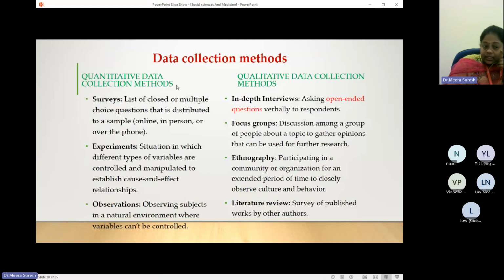So like that, you can have a survey and we will get the numbers, or you can do it in experiments, the lab experiments I told you, or the observations. Just observe the people. And in qualitative, we can go for in-depth interview, the focus group, the ethnography, and literature review.